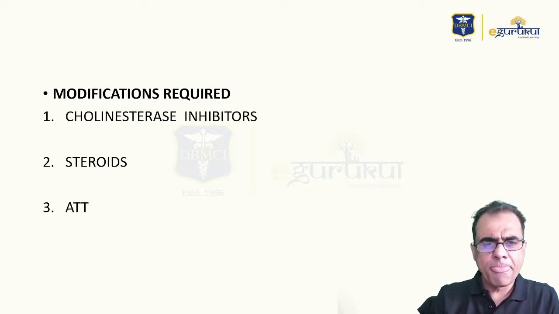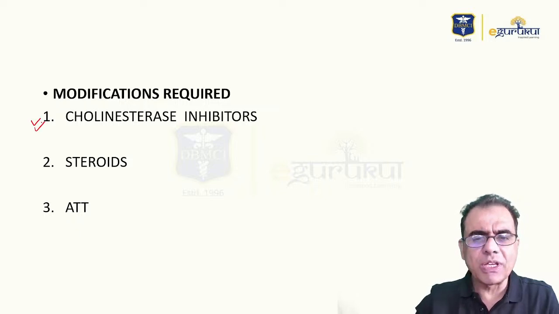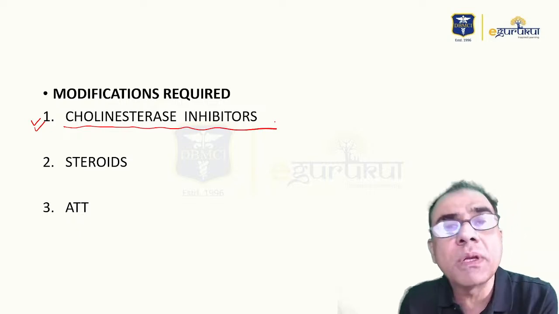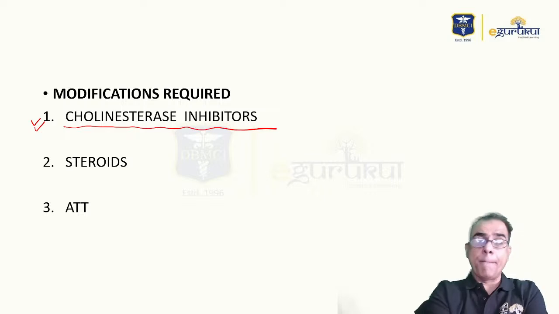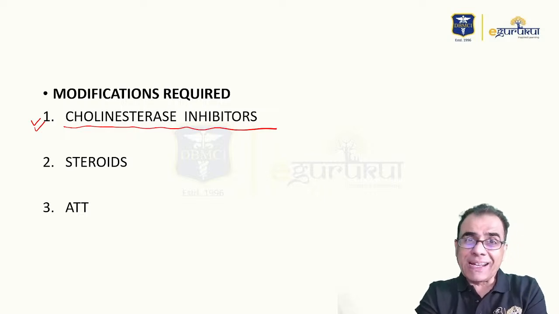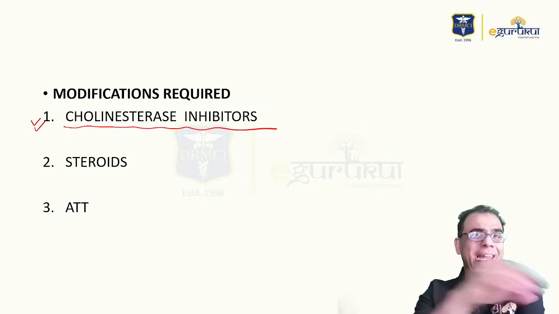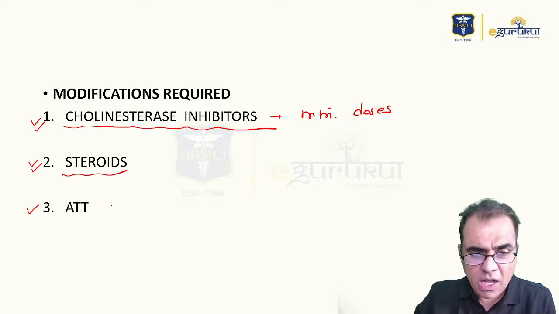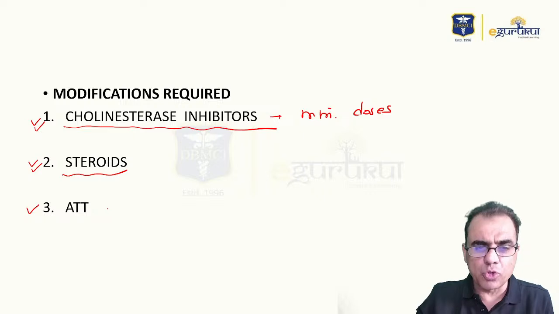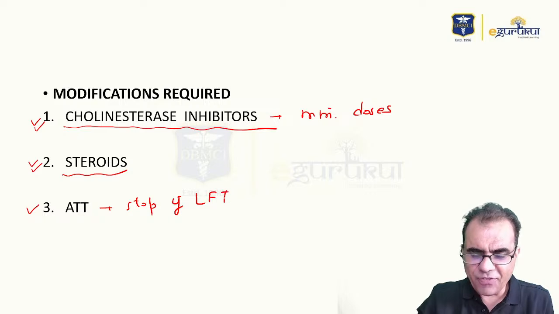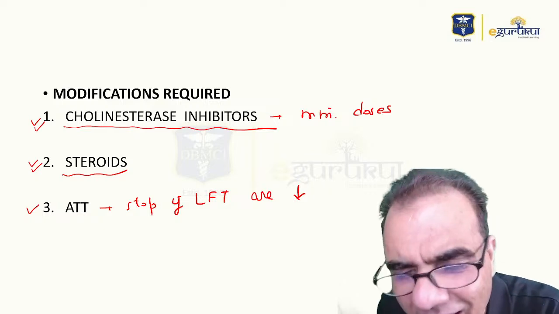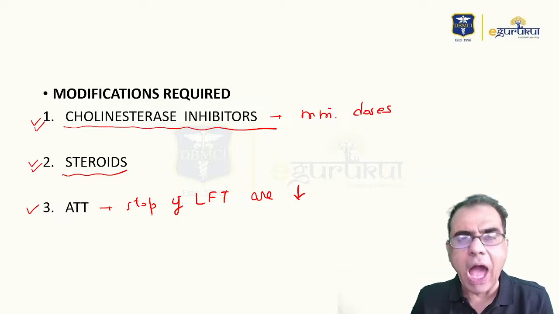Modifications required. Modifications are required for cholinesterase inhibitors. Cholinesterase inhibitors means which drugs? Neostigmine, pyridostigmine. The problem is if you stop them, the patient can develop myasthenic crisis. If you continue them, they can antagonize the effect of muscle relaxants. So what modification do we require? Tubercular drugs. What modification do we require? Only we have to stop them if LFTs are compromised. If liver function tests are decreased, then you have to stop ATT.